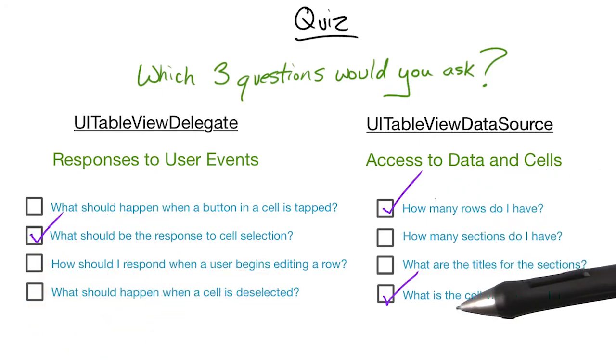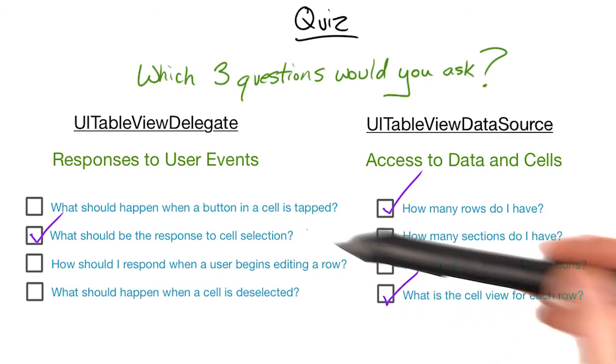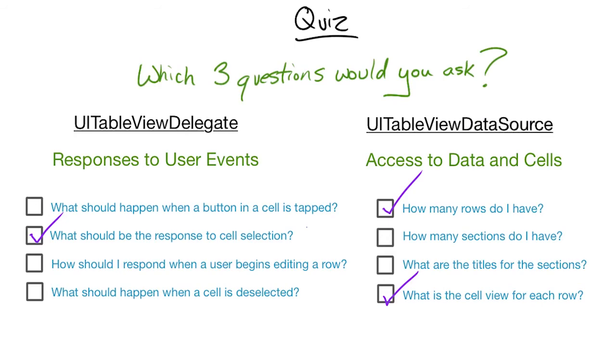The first two are required to build a table at all. We'll see that tables ask how many rows they have, and then for each row they ask for a cell view. After we build some tables, we'll look at what should happen when a row is selected. This is the most common way that users interact with tables.